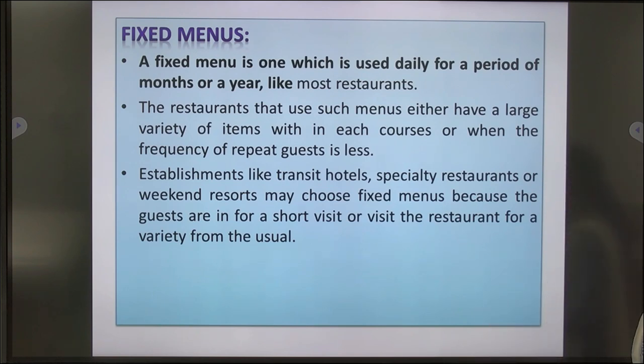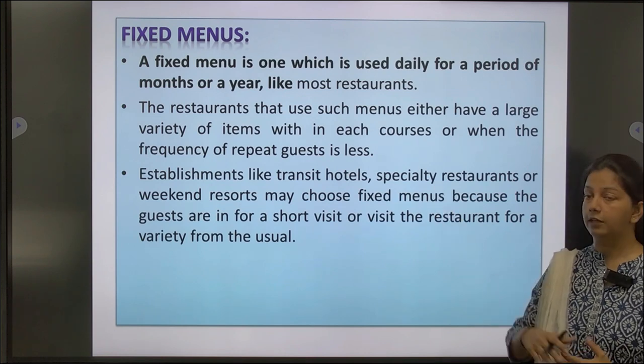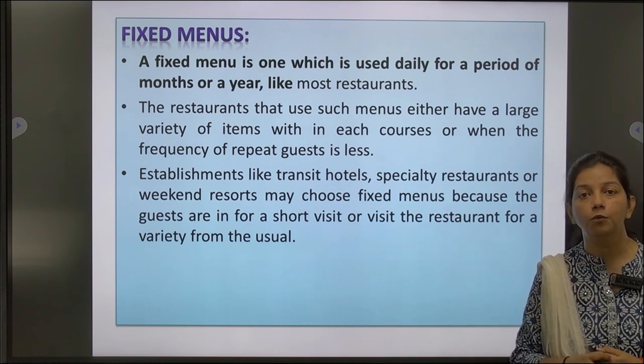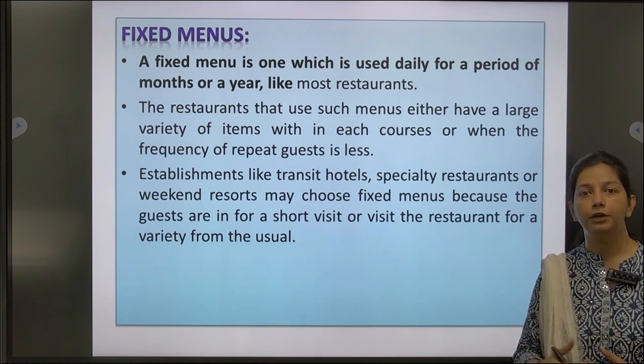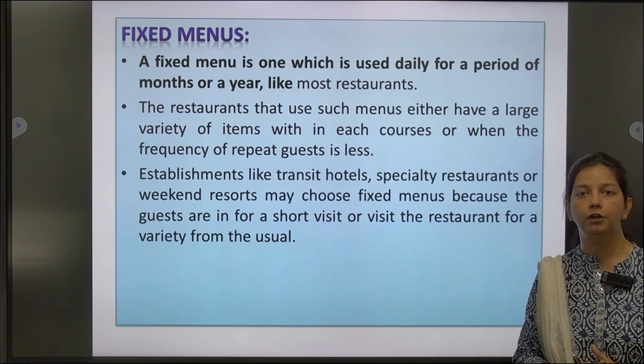The restaurants that use such menus either have a large variety of items within each course, when the frequency of repetition is high, or keep on repeating when the guests are fewer. So they always consider more and more variety and they keep on repeating, but it depends upon the arrangement or the availability of guests.